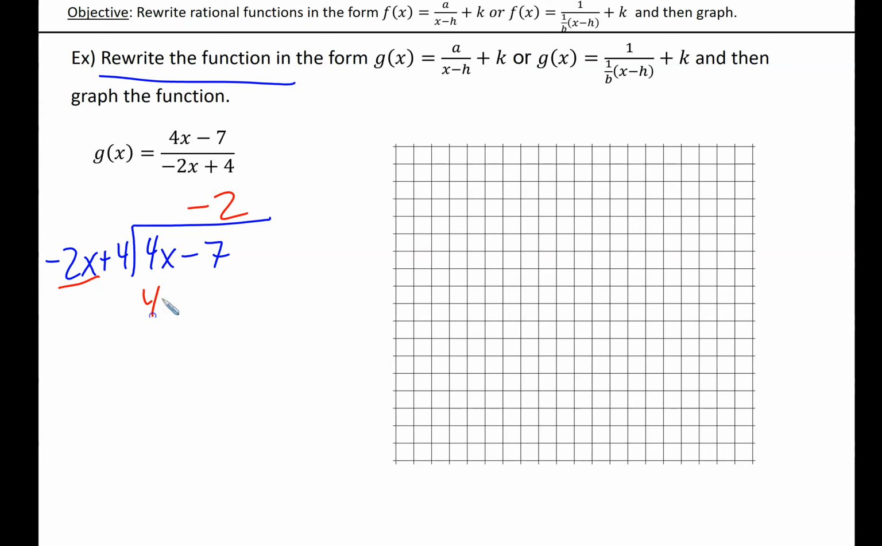And then we get 4x minus 8. Then remember, we are going to subtract each of those.